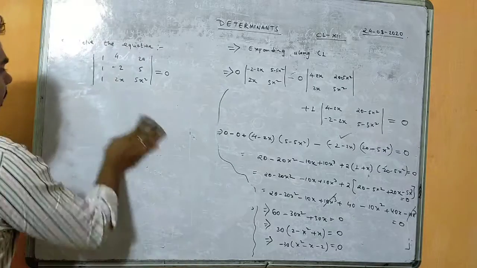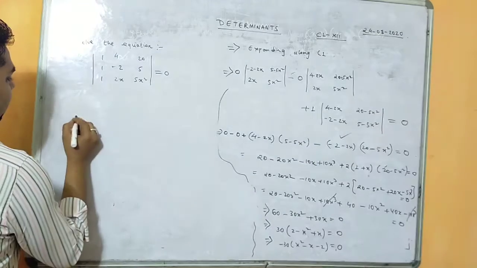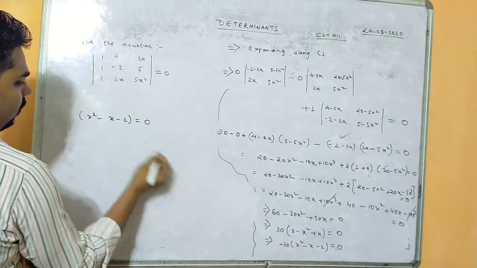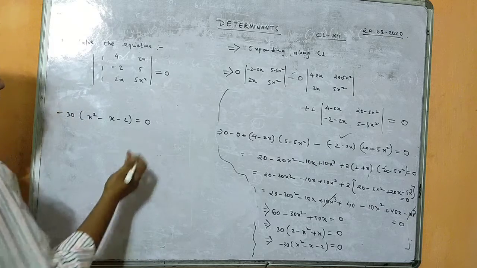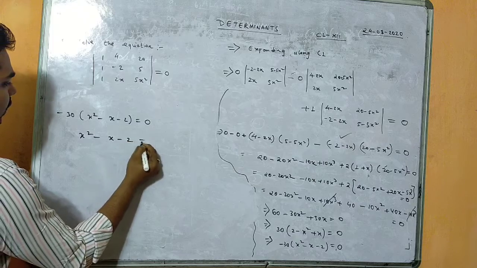So when you split the middle term here, we have x square minus x minus 2 equals to 0. So minus 30 was also there. So 0 by minus 30, if you cross multiply you will get 0 again. Now we have x square minus x minus 2 equals to 0.